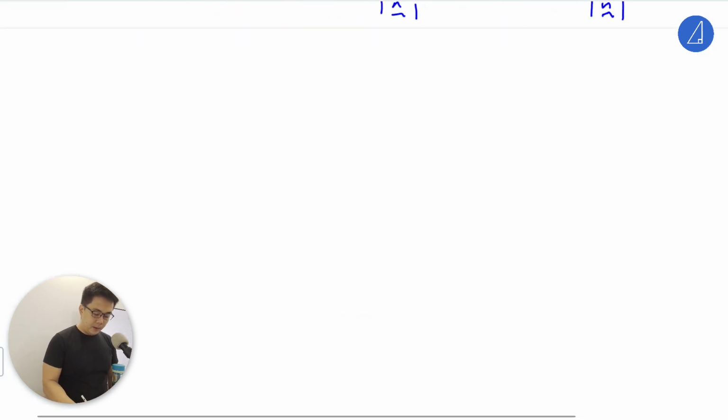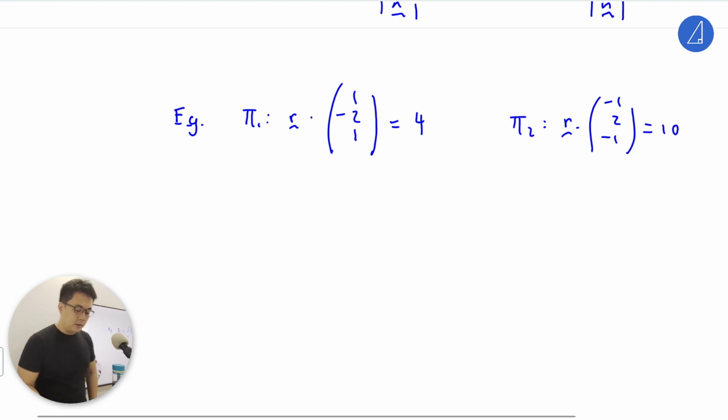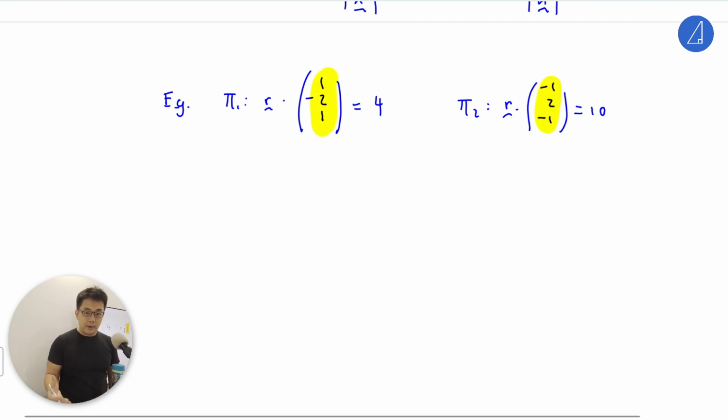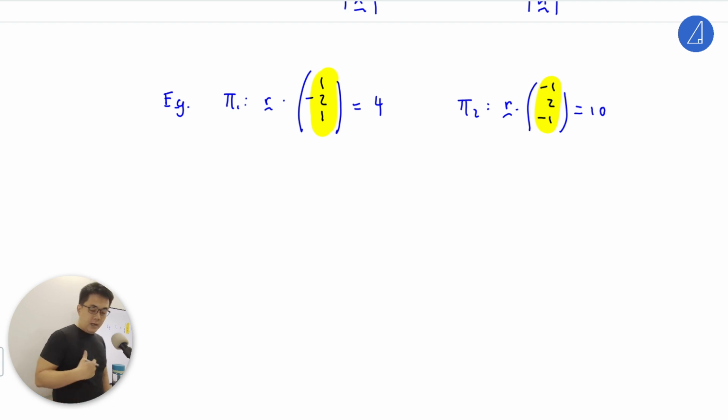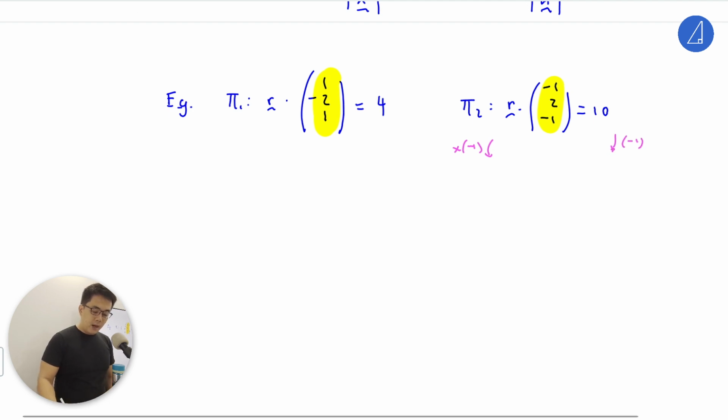Say we have two parallel planes. Plane 1 is r dot (1, -2, 1) equals 4. Plane 2 is r dot (-1, 2, -1) equals 10. Now this one you have to be careful. You know that these two planes are parallel because these two normals are parallel, but you cannot use the formula unless they have the same sign. So if they are different sign, multiply one side by -1, then this would just be r dot (1, -2, 1). Change it to the same sign first.